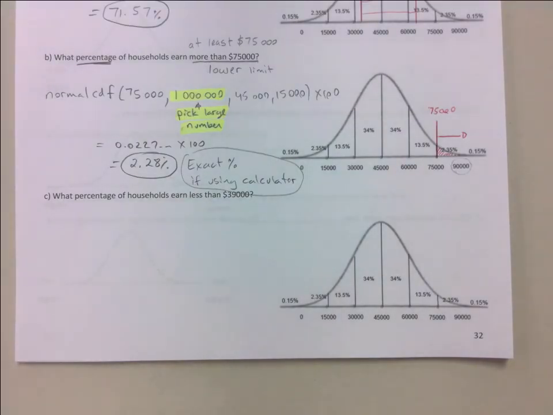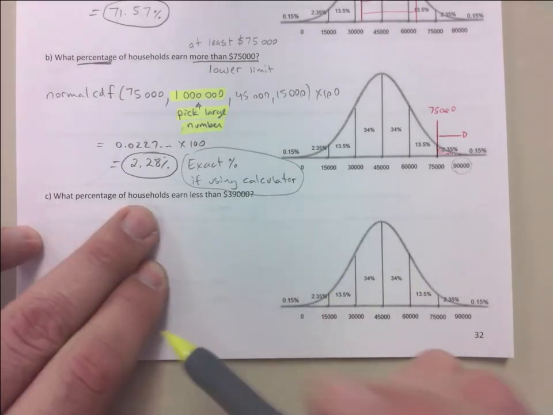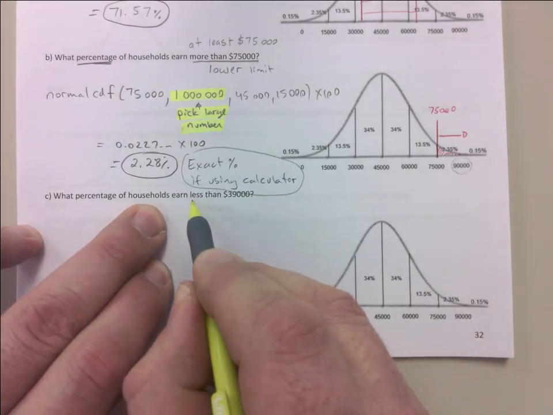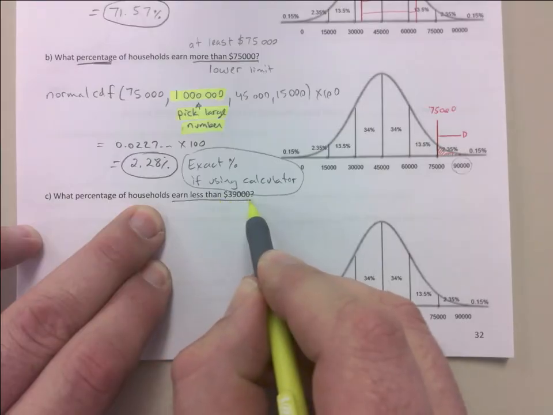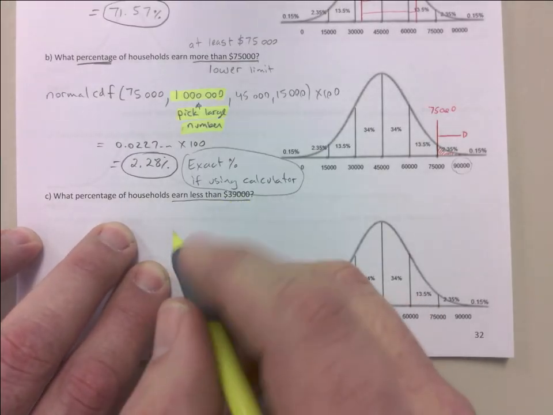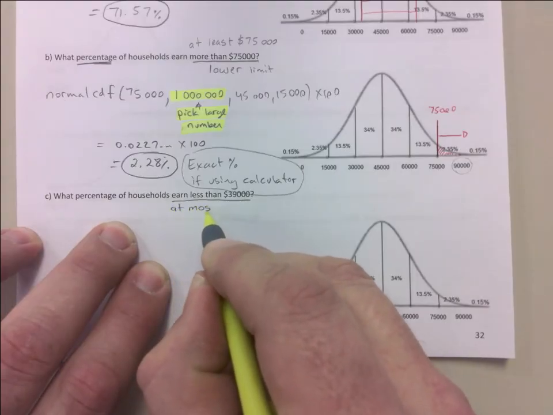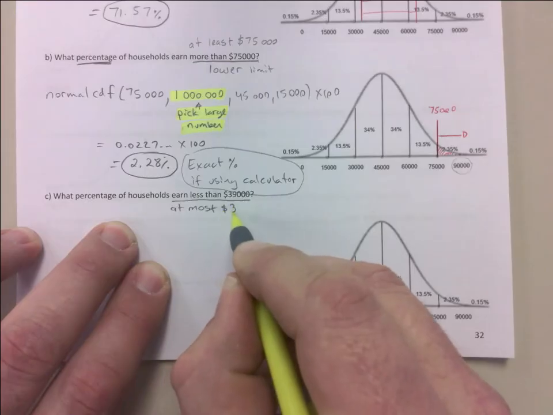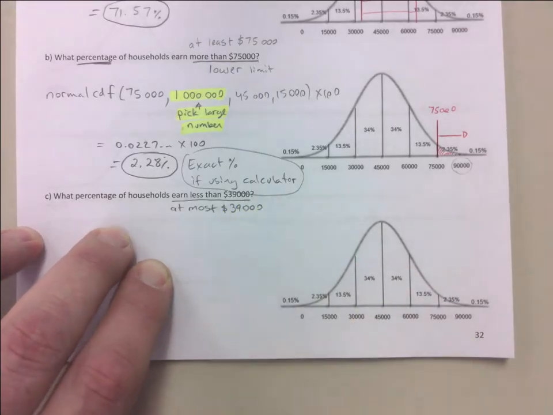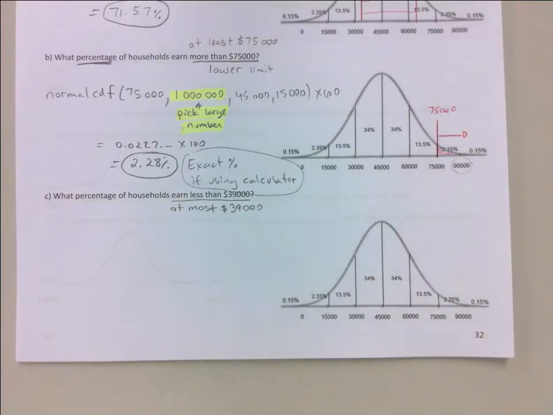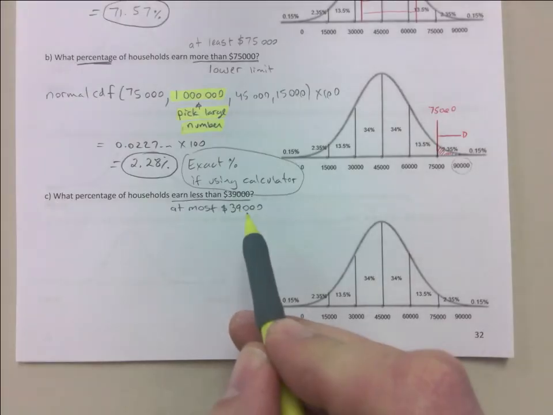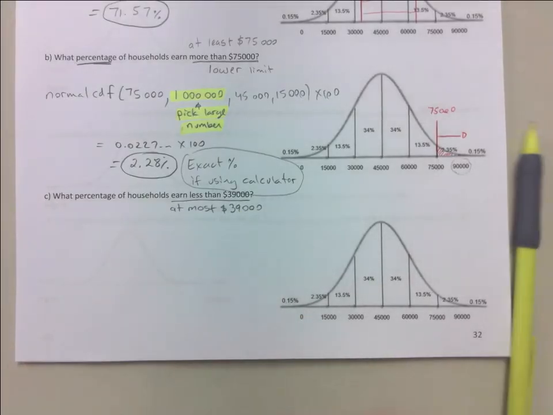Next, what percentage of households earn less than 39,000? Let's write this a different way. At most, 39,000, that's what this is saying. At most, like the highest income that someone is earning is 39,000, and so we're considering 39,000 and below.